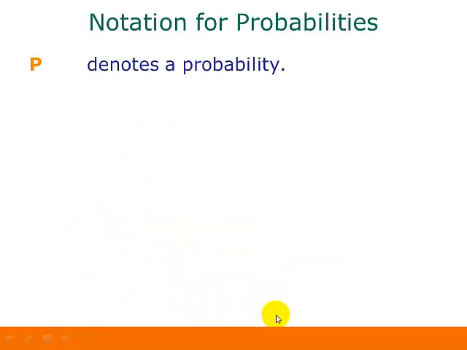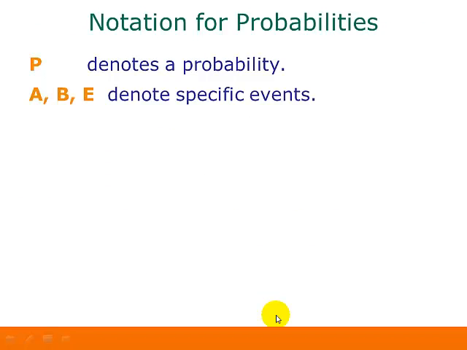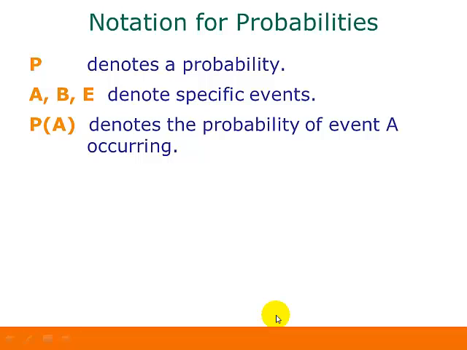In the notation for probabilities, we use capital P to stand for a probability. We use other capital letters A, B, E, F, and so on to denote specific events. And capital P of A denotes the probability of event A occurring. So that is the same as saying the probability of A.